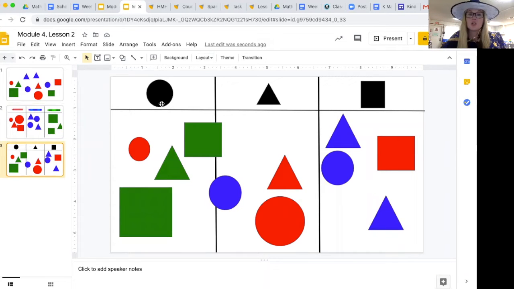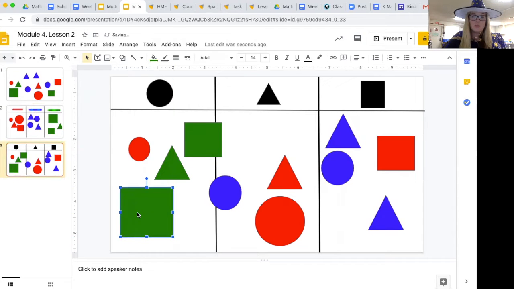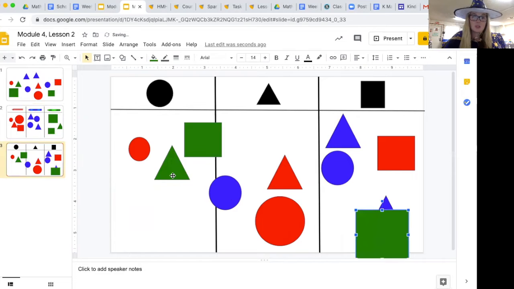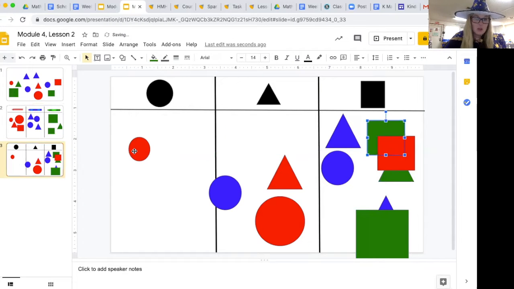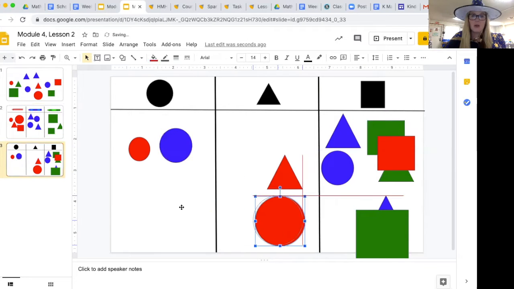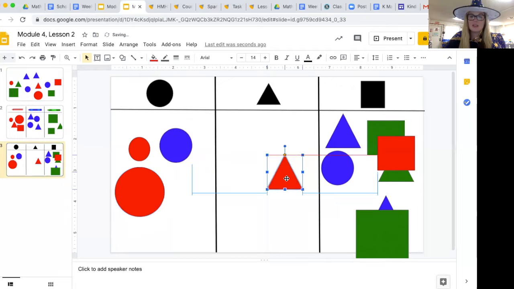So let's try it. Circles, all the circles over here. Is this a circle? No, you're right. Let's get it out of the circles. Is this a circle? No, let's get it out of the circles. Is this a circle? Is this a circle? Good, we'll keep it there. How about this one? Oh yeah, there's a circle. Oh, this one. There's a circle. How about this? That's not a circle.